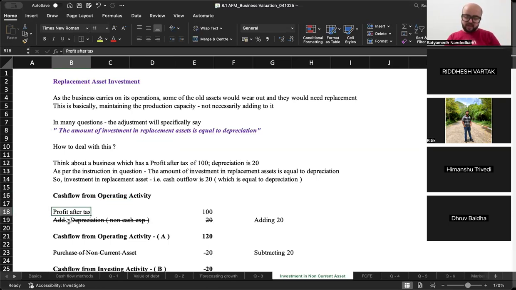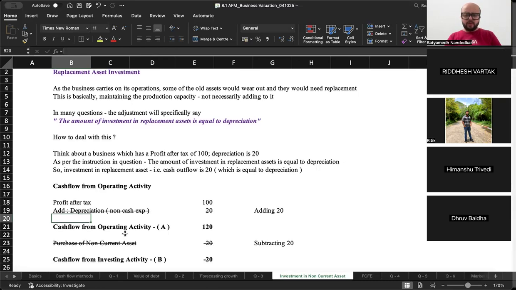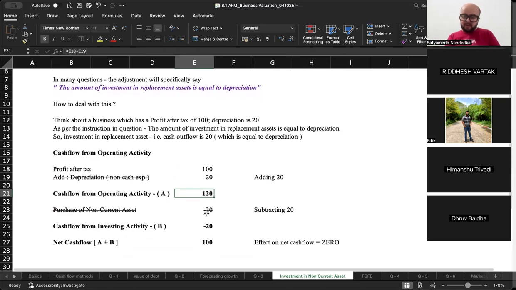You have profit after tax. To that, you add back the amount of depreciation, which is a non-cash expense. Okay. You know how when we used to prepare cash flow statement, how did we do it? Profit after tax plus non-cash plus non-operating non-cash expense and everything else, we used to get cash flow from operating activity. So here, to 100 I added the 20, I got cash flow from operating activity 120. Then I have to consider investing activity also. There is a purchase of non-current asset, an outflow, subtract 20. Net cash flow is 120 minus 20, which is 100.